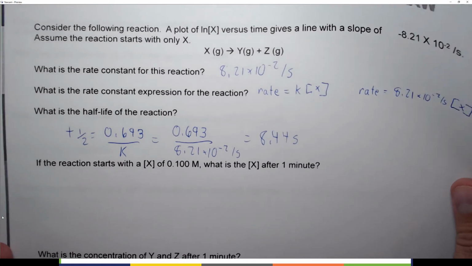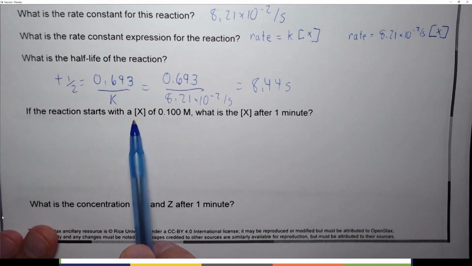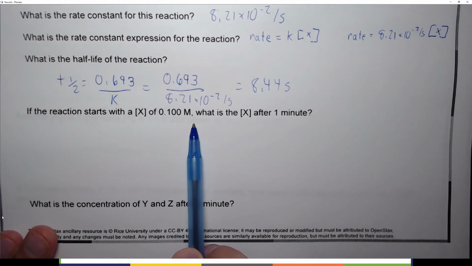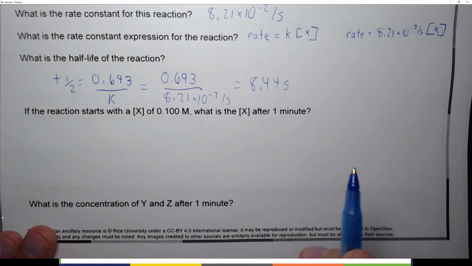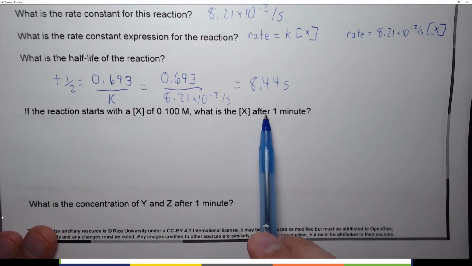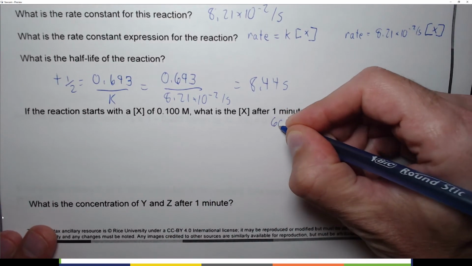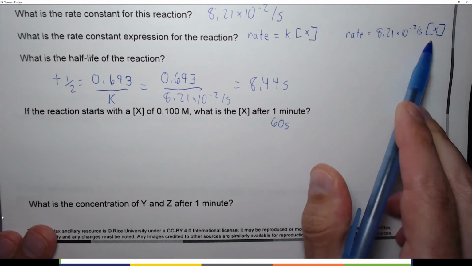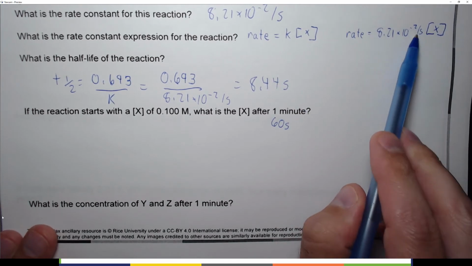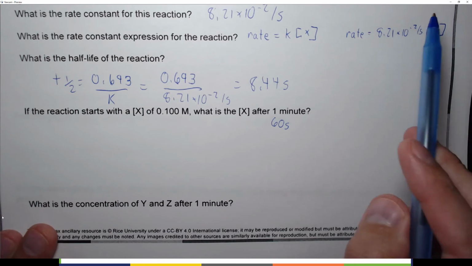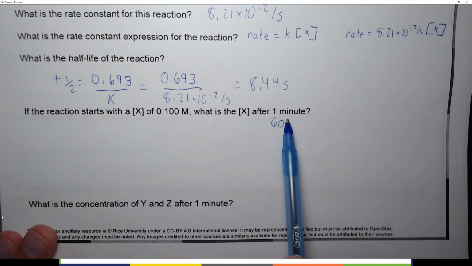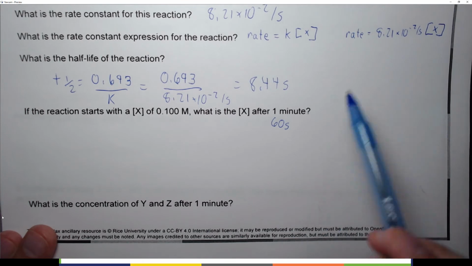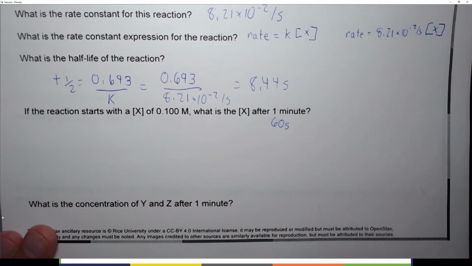The next question says, if the reaction starts with a concentration of X of 0.1 molar, what is the concentration of X after 1 minute? One thing we need to be aware of here is that 1 minute is 60 seconds. Don't forget that our rate constant is per second, not per minute. Usually we use seconds here instead of minutes. So we just need to make sure that the units of time match, so this is going to be 60 seconds.